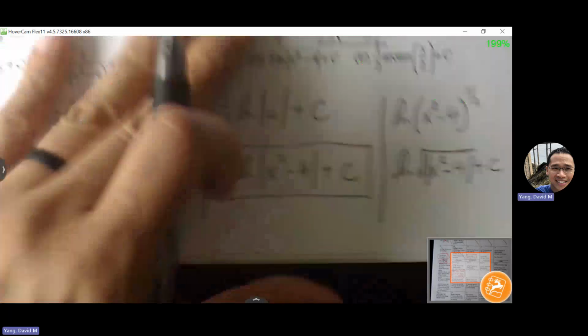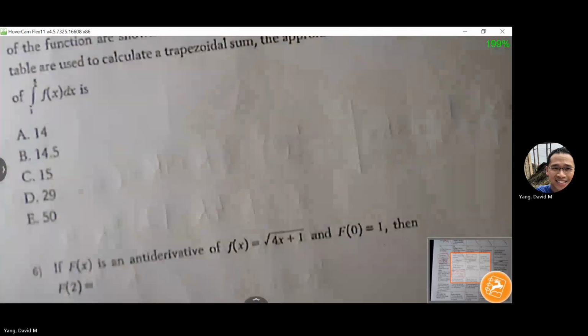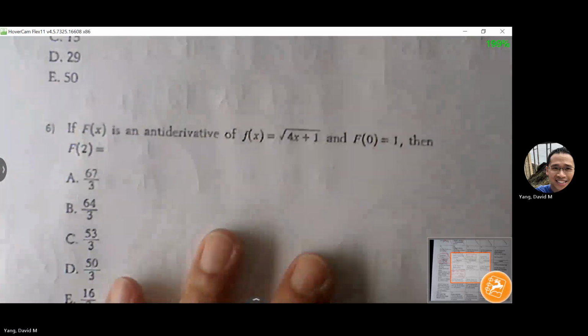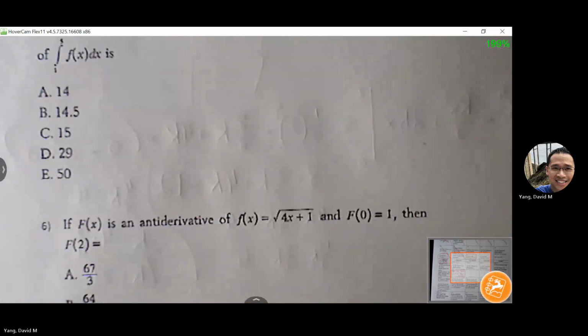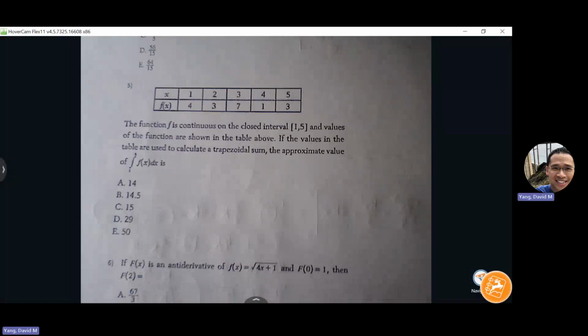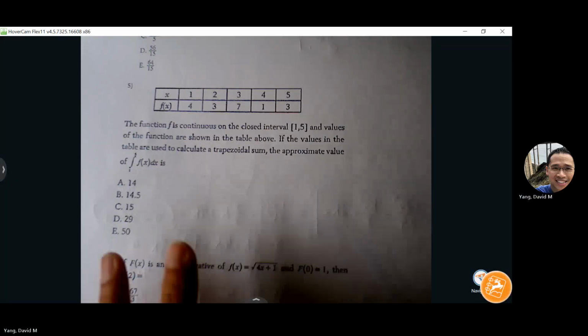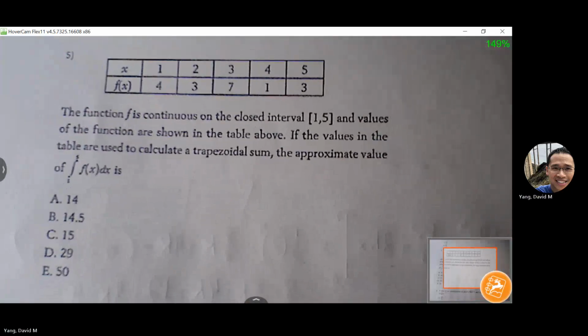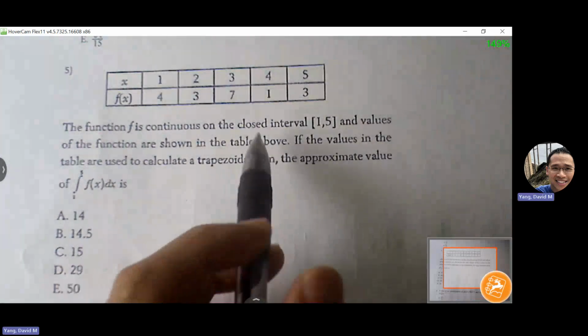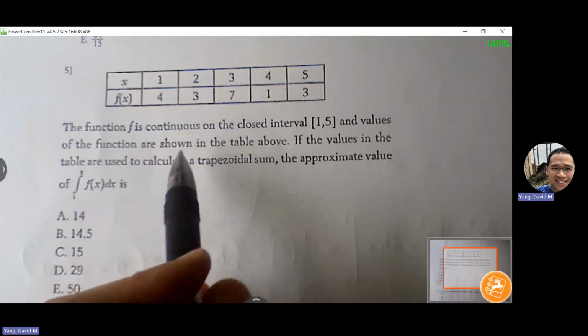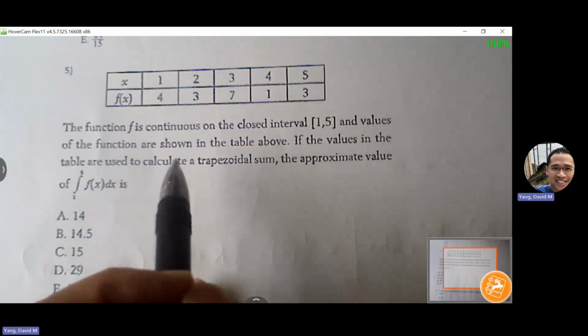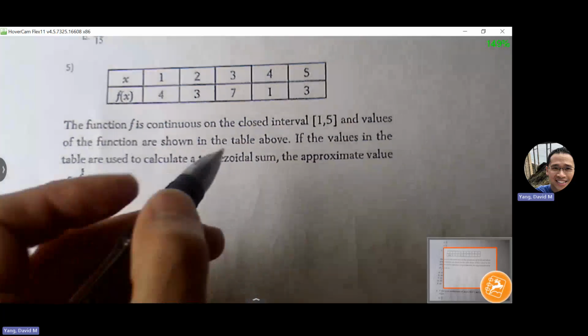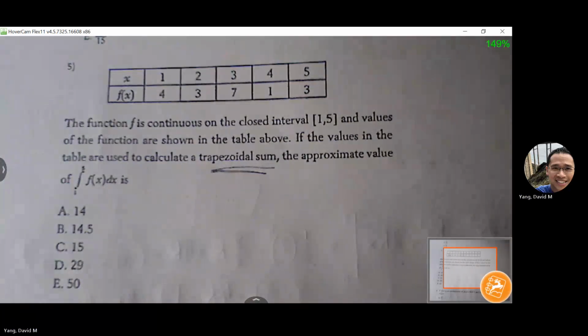Okay, page 20. Let's do number 5. It says the function is continuous on a closed interval from 1 to 5, and values of the function are shown. If the values in the table are used to calculate a trapezoidal sum, the approximate value is equal to.